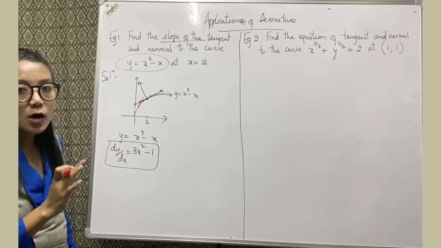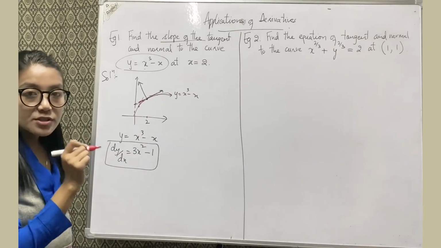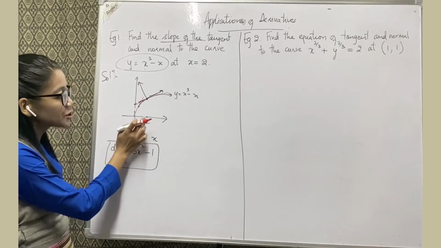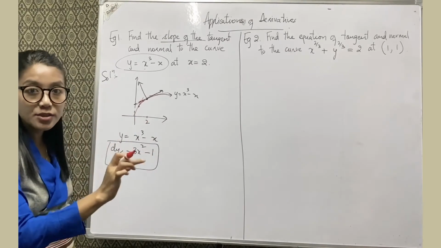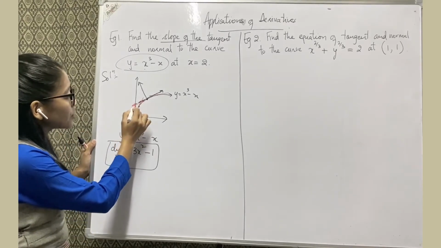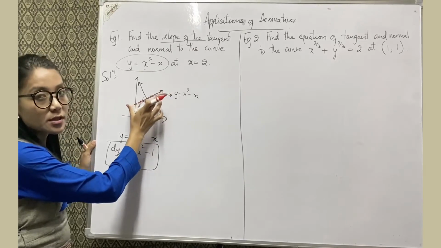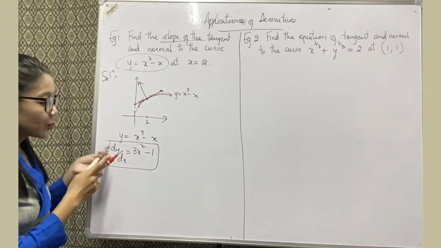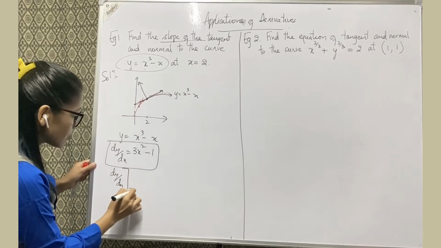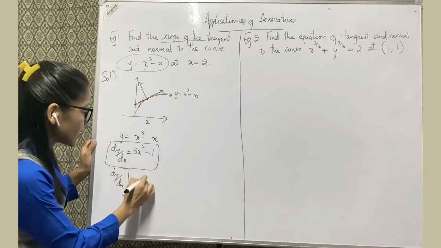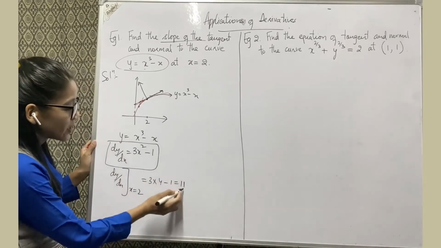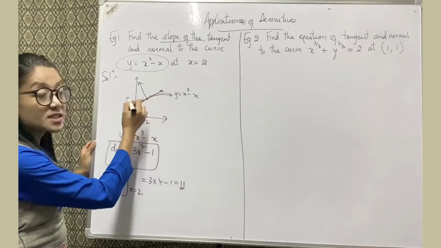But if you want to find out the slope of a particular tangent, then what you need to do is, in this you have to substitute that particular point at which you get the tangent and of which you want to find out the slope. Here we are interested in finding out the slope of only this tangent. So in the general slope, you put dy by dx at x is equal to 2. So then we get 3 into 2 squared, that is 4, minus 1, which is equal to 11. So 11 is the slope of this particular tangent, right?